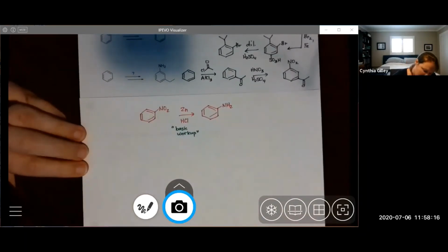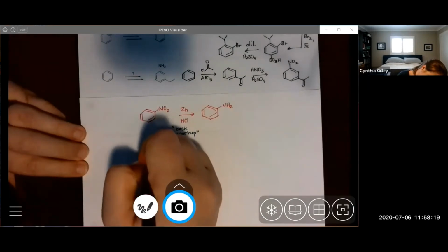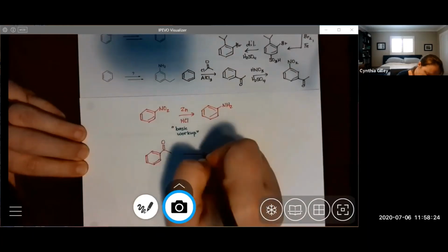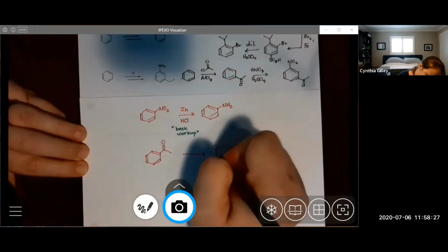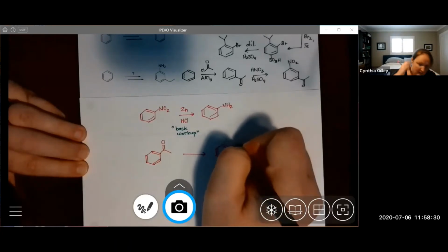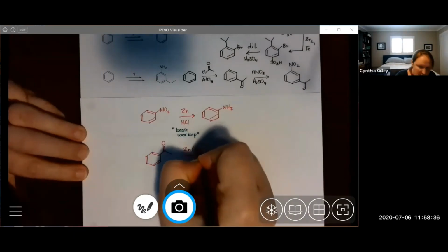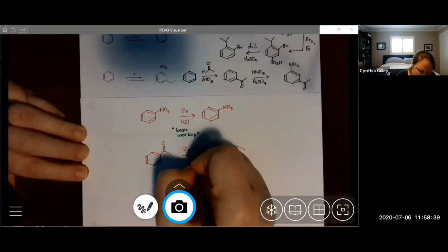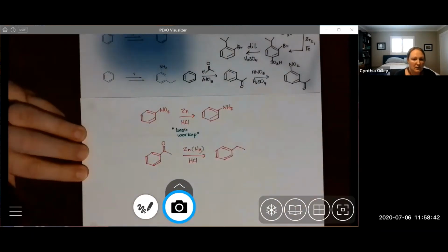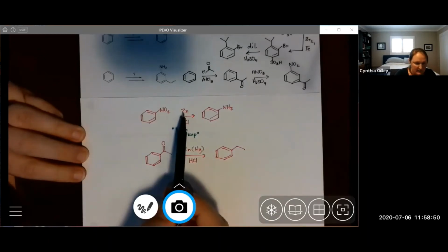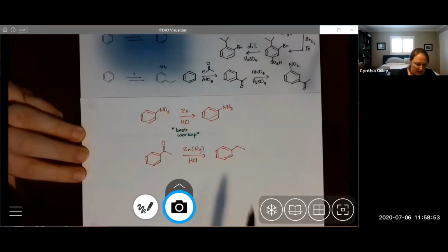And then, the point here was, how do we compare this to the conditions to reduce a carbonyl through a Clemmensen reduction? So these conditions typically are listed as zinc mercury, which is an amalgam, and HCl. So the zinc mercury amalgam is needed to reduce the carbonyl, right? And zinc is needed to reduce a nitro group. But there is zinc in a zinc mercury amalgam.